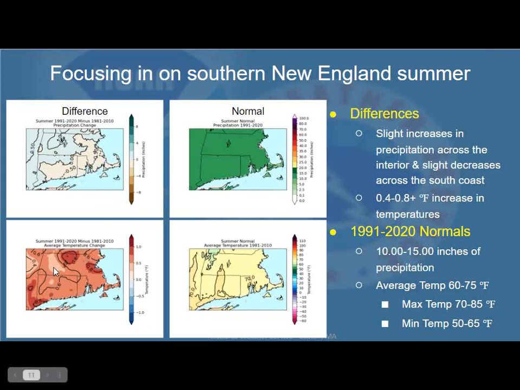Again, you can really see north central Massachusetts and even towards the Boston metro area standing out on the graphic. When it comes to precipitation, the summer normal is 10 to 15 inches, and the average temperature is 60 to 75 degrees Fahrenheit with the new normal. When the loop goes through again, you can see that warming, especially across the Connecticut Valley and even in the Merrimack Valley, where there's been a jump up at least to the next warmer colors.